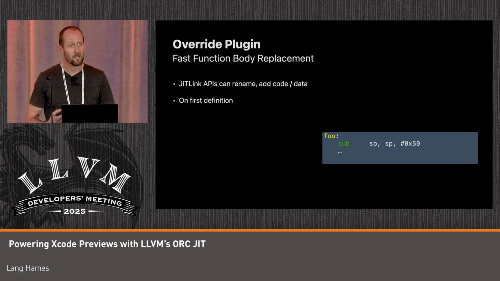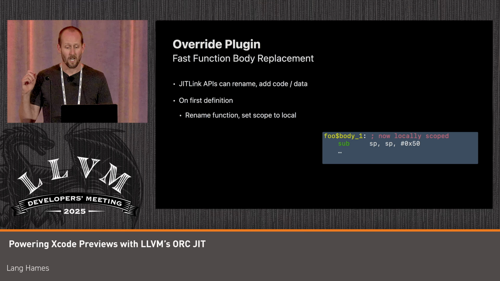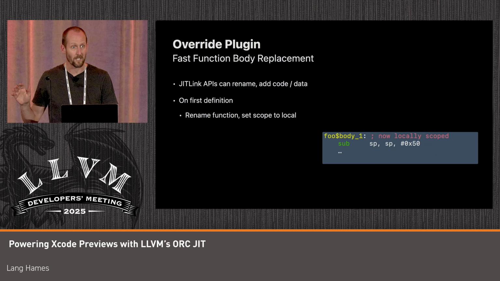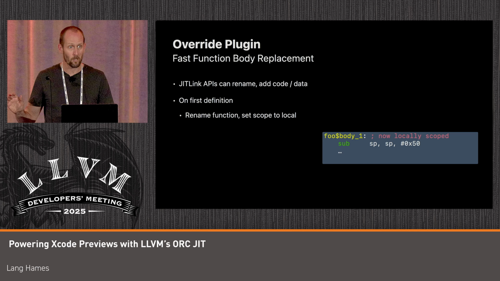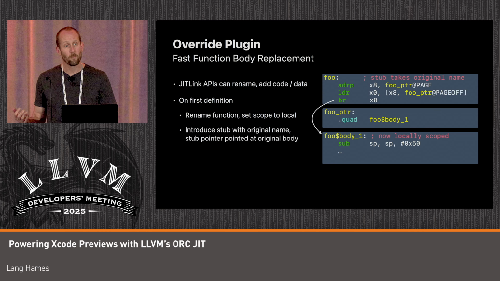The first time we see a function, all we have to do is rename that function to make sure that the name doesn't clash with any other symbols in our program. And then we introduce a stub with the original name and point the stub pointer at the original implementation. So everybody who references the foo function is going to bind to the stub, and we can redirect that stub at runtime as we like.